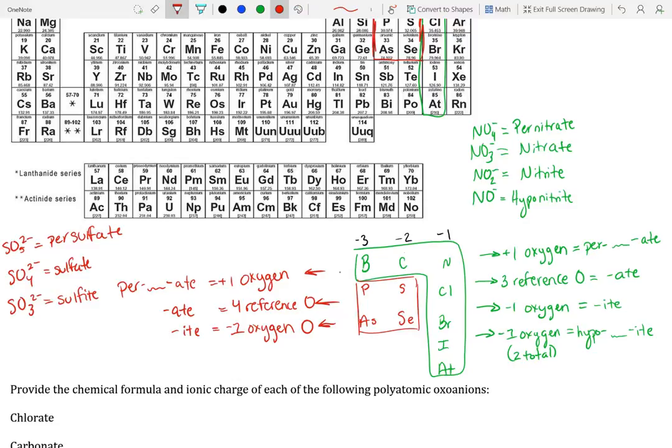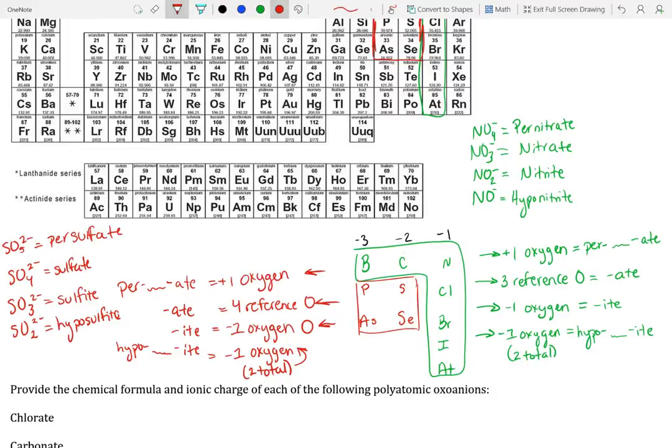So now let's say you wanted to remove another oxygen, so -1 oxygen. And so far you removed 2 total from this. So you add the prefix hypo, and you add the suffix ite. So SO2 2 minus is equal to hypo sulfite. And this general naming applies to phosphate or arsenate or selenate.